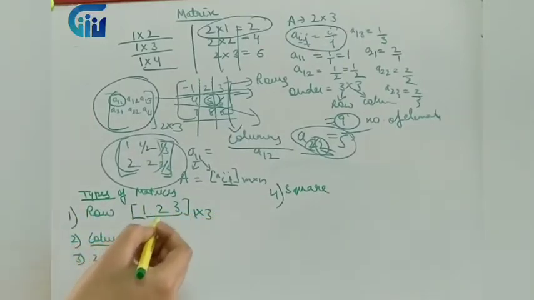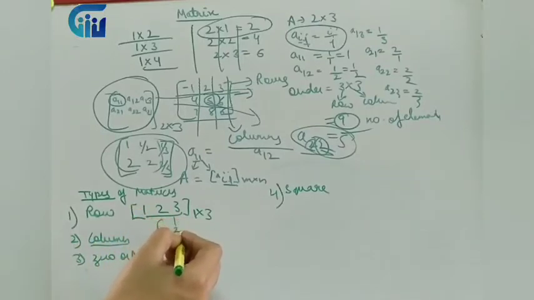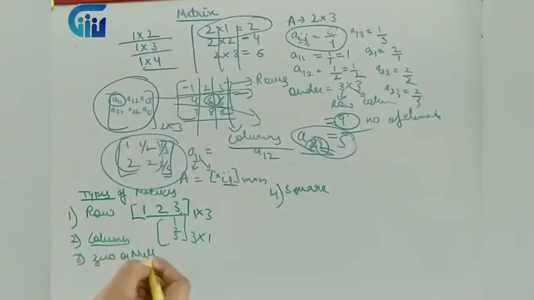Now the column matrix. Similarly, if I write all the elements in a column, I can have many rows but only one column, then I say it is a column matrix. Next we have the zero matrix. What is a zero matrix? When all the elements of the matrix are zero, then we say it is a zero matrix.